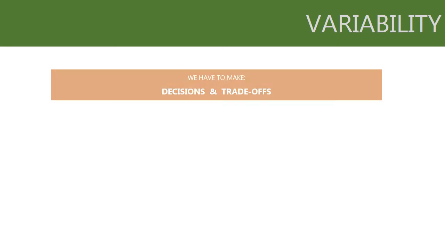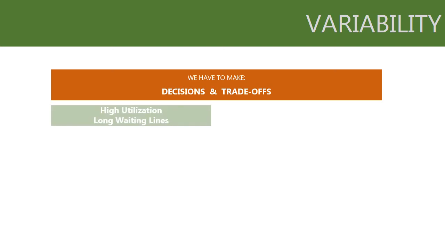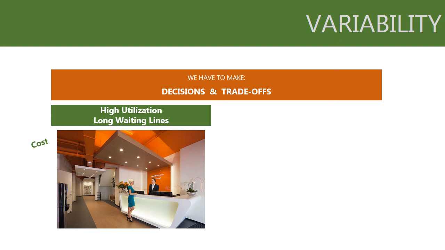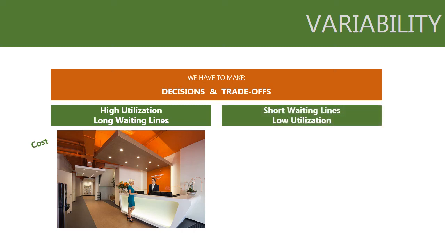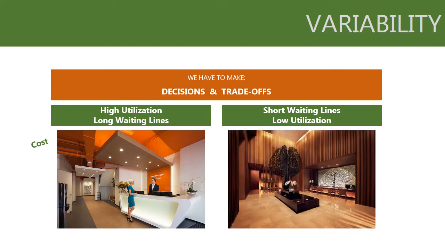Now we know about this relationship and the effects of variability on the operations, we can go to the next step and see how companies make different decisions and trade-offs, of course based on their strategy. So on one hand, a company could opt for high utilization but accept long waiting lines. That's what Easy Hotel would most probably do. They want high utilization to keep costs down. On the other hand, we can also accept low utilization in order to have short waiting lines. That's what Four Seasons would most probably do, as they are mainly focused on quality and flexibility.